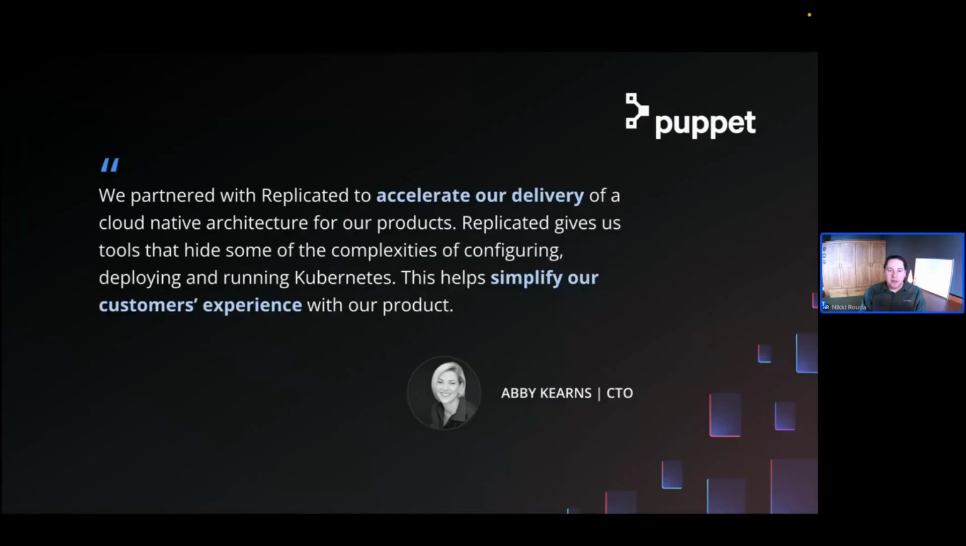Puppet's an example here where Abby says, "We partnered with Replicated to accelerate our delivery of a cloud-native architecture for our products. Replicated gives us tools that hide some of the complexities of configuring, deploying, and running Kubernetes. This helps simplify our customers' experience with our product." And that's what it's all about. How do we make it as easy as possible to get your software, your apps into your customers' hands and have it run smoothly for them?